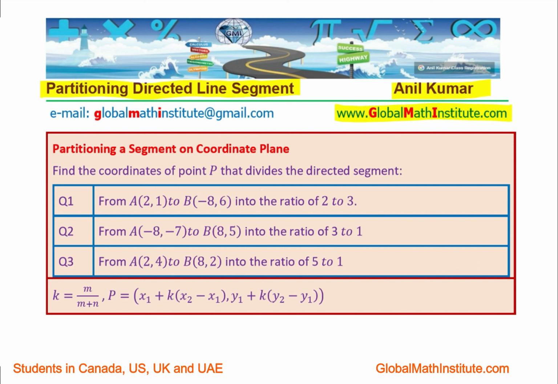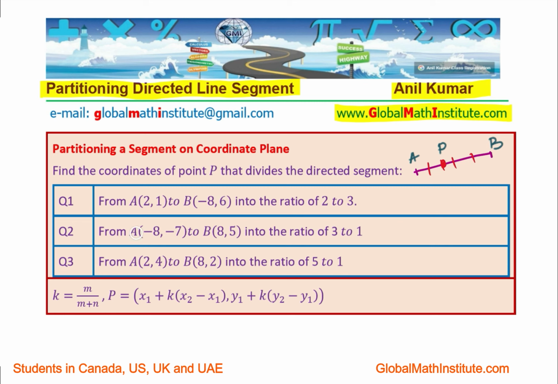So basically it means that if I have a segment like this, we have to divide it. When we say 2 to 3, it means 5 equal parts: 1, 2, 3, 4, 5. And 2 to 3 means somewhere here, at the second place. You get the idea? So that is how we have to divide the segment and find the coordinates of point P starting from A going to B. You get the idea, right?